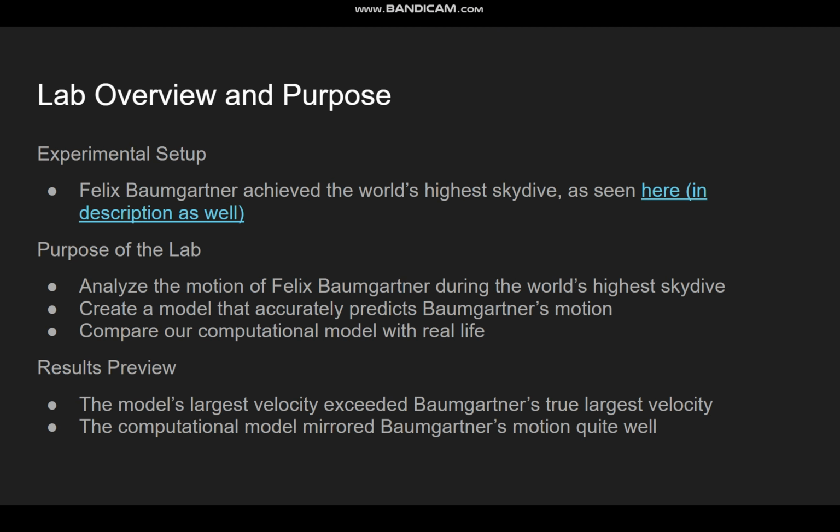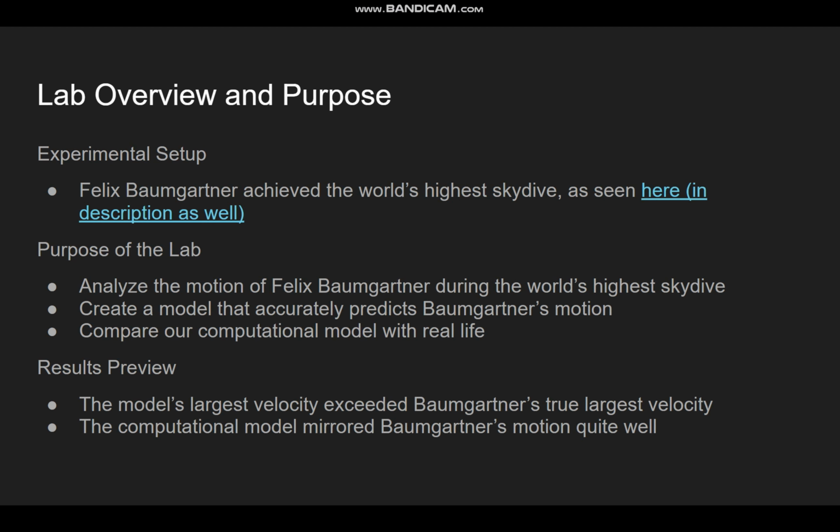Our lab overview and purpose. The experimental setup for this lab was that Felix Baumgartner achieved the world's highest skydive, as seen here, in the description below as well. The purpose of the lab is to analyze the motion of Felix Baumgartner during the world's highest skydive, to create a model that accurately predicts Baumgartner's motion, and to compare our computational model with real life.